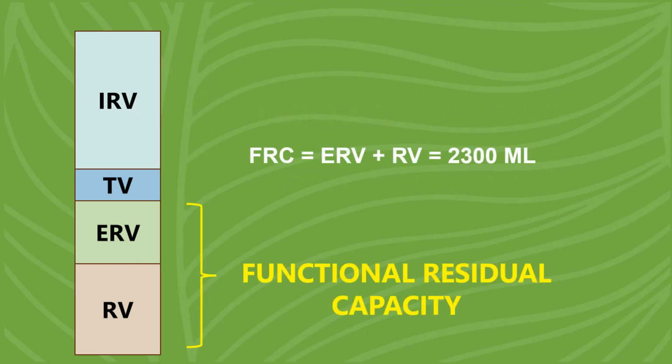Next one is the functional residual capacity. So residual means the amount of air that remains within the lungs, right? So in functional residual capacity, it basically suggests the amount of air that remains within the lungs after a normal respiration. And it is a combination of the expiratory reserve volume and the residual volume, and the total of functional residual capacity is 2300 milliliter.